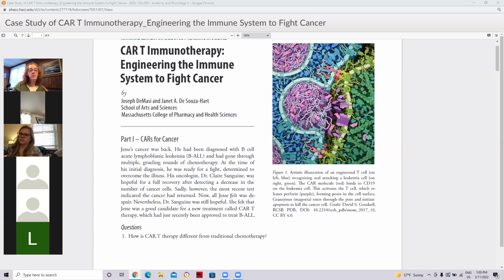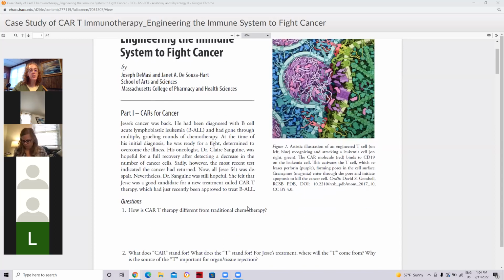indicated the cancer had returned. Now, all Jesse felt was despair. Nevertheless, Dr. Sanguine was still hopeful. She felt that Jesse was a good candidate for a new treatment called CAR T therapy, which had recently been approved to treat BALL. Now, what in the world is CAR T therapy? So how is CAR T therapy different from traditional chemotherapy?